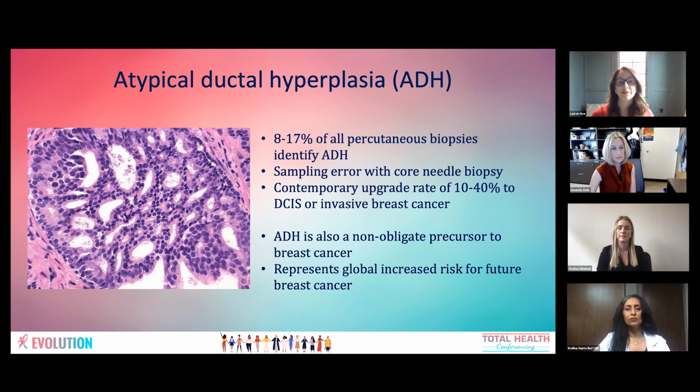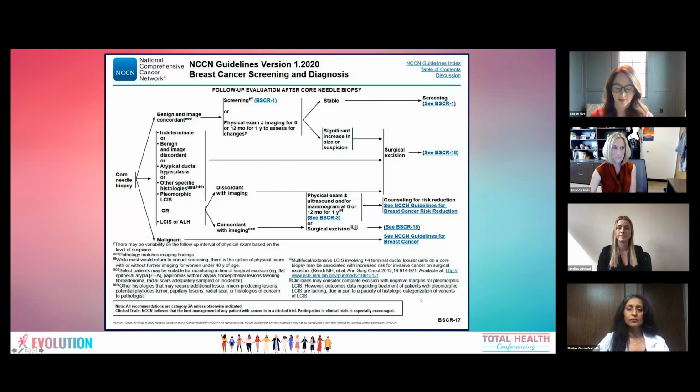And that upgrade rate of 10 to 40% can sound terrifying to some. And I know we're going to talk about it more in a couple of slides, but just acknowledging that is quite a broad range for many women to hear. Yes. So this is the latest NCCN criteria for women who have core needle biopsy diagnosis of atypical ductal hyperplasia. The recommendation is for surgical excision because of that high risk of upgrade.